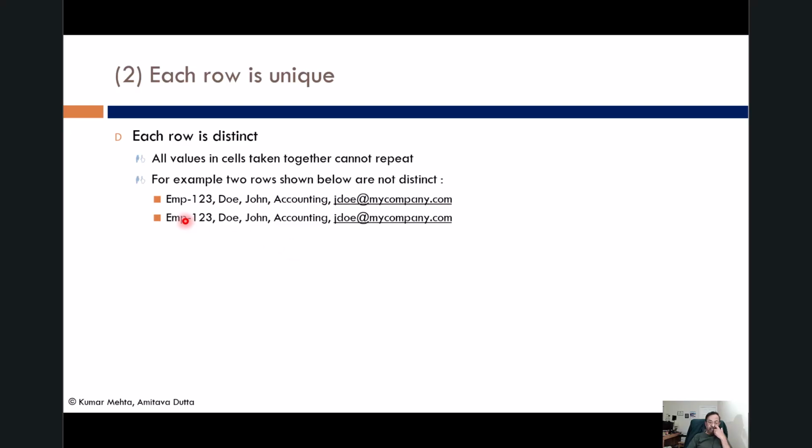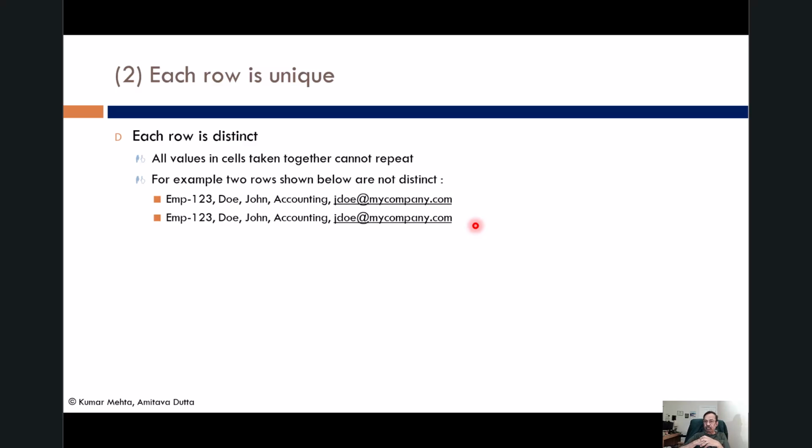So here, if I have two rows in the employee table that look like this, let's say one row says employee 123, Doe, John, accounting, and this particular email address, and the same thing shows up in another record, then that is not allowed in a relation. And I think conceptually you can understand why that's the case.